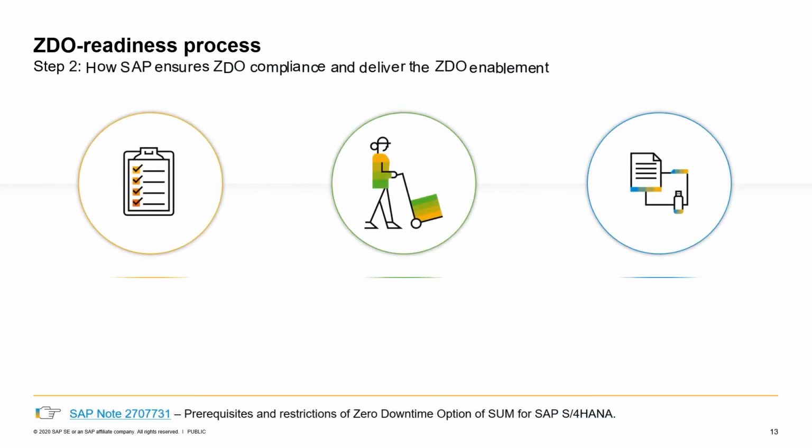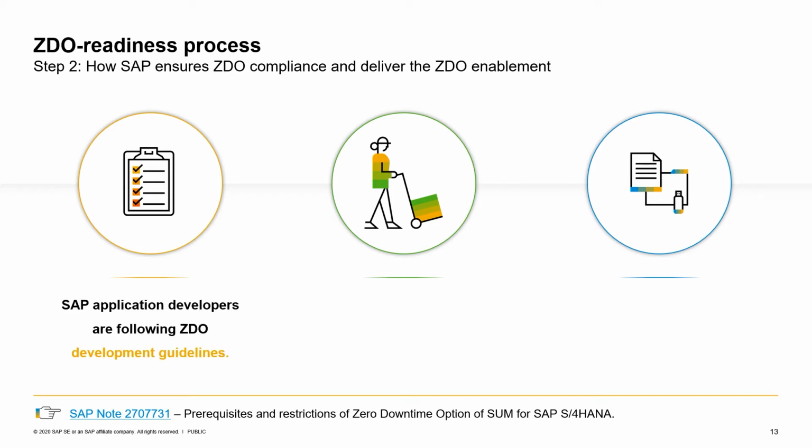Step number 2, that's about the compliance. The software that comes from SAP means we have to follow certain guidelines, and our developers internally run the guideline checks automatically because they are based on the ABAP Test Cockpit. Also, what the developers have to take care of is that those changes that are being shipped are fully transparent and enabled for zero downtime upgrades.